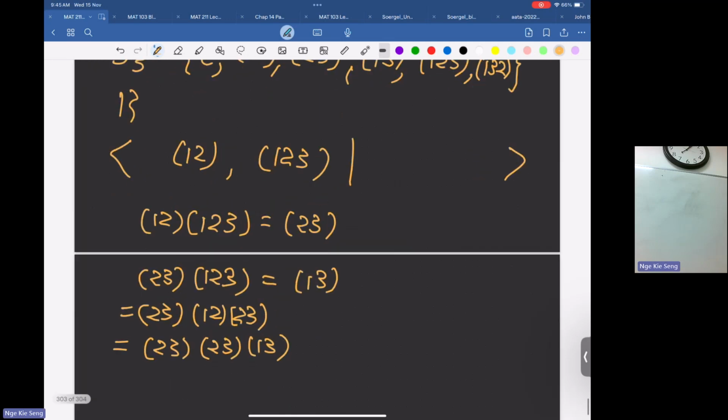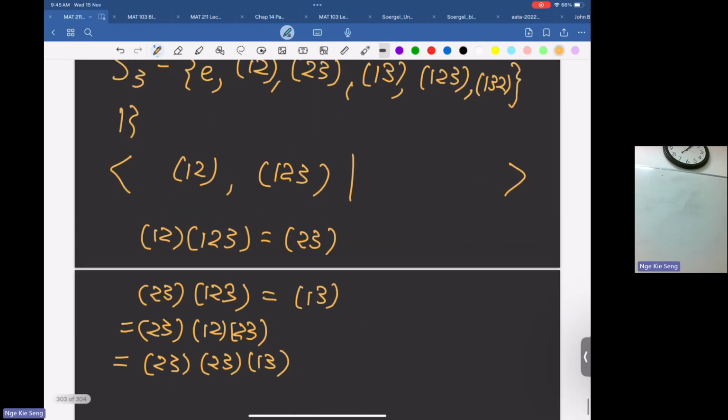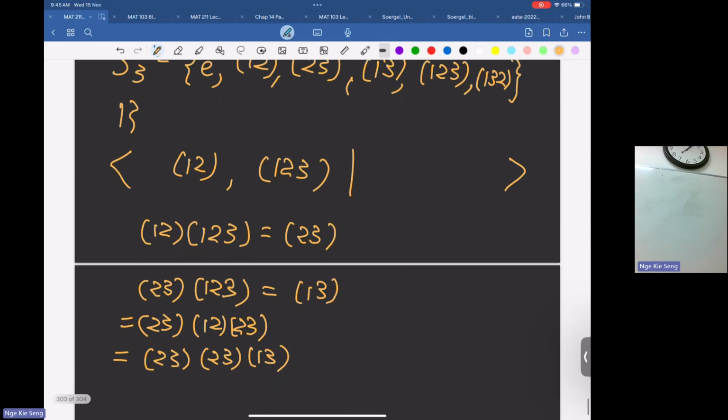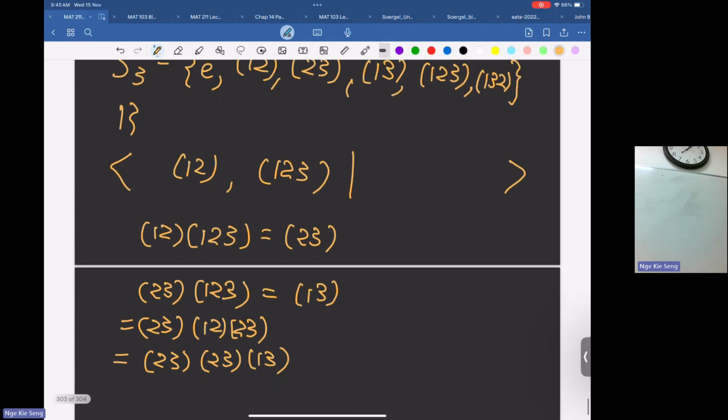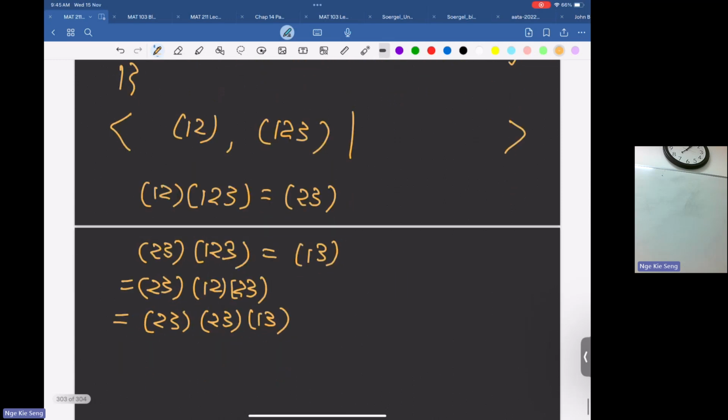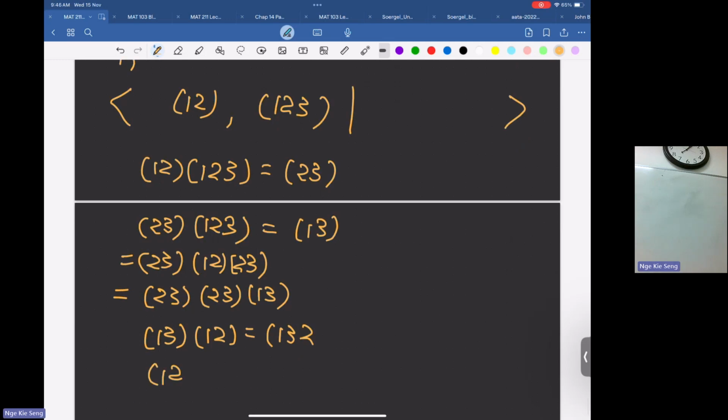Okay, I already get 1,3, 2,3, 1,2, 1,2,3 inside my group. What else do I need? I need 1,3,2, right? So how to build 1,3,2? I just take 1,3 times 1,2. I'll get 1,3,2. So how many already? 1, 2, 3, 4, 5. So the extra one is identity. So you just take 1,2 times 1,2. Since it is closed, then identity is in there.